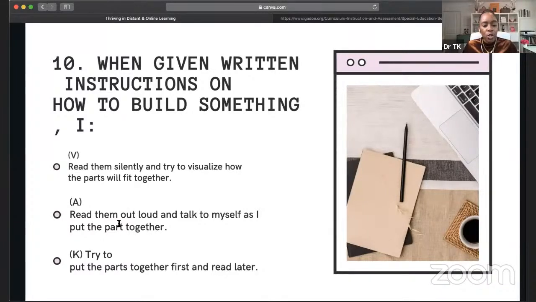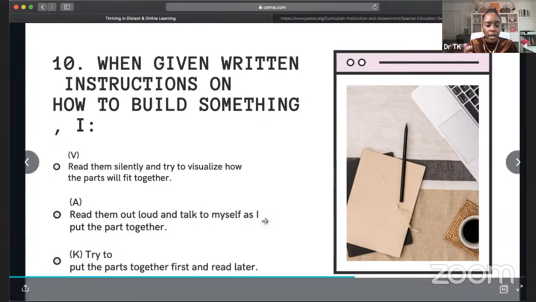Okay, the K is you try to put the parts together first and then you read it later. So maybe you write down your outline and maybe it's out of order, but you don't care. You just got to write it down and get the thoughts out of your head. Okay. So look at your child as well.